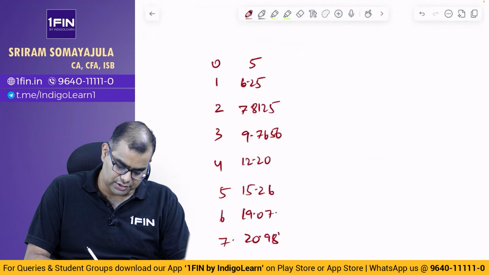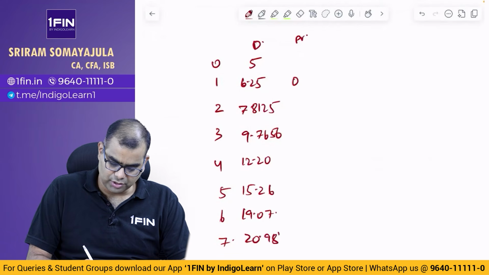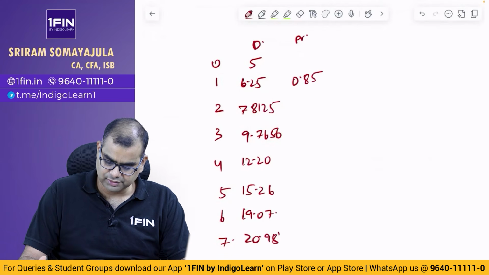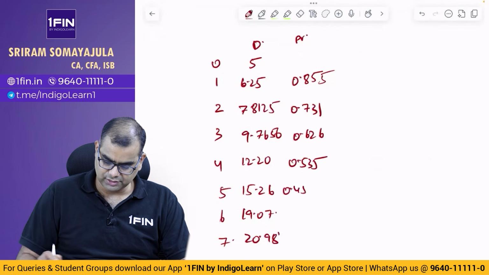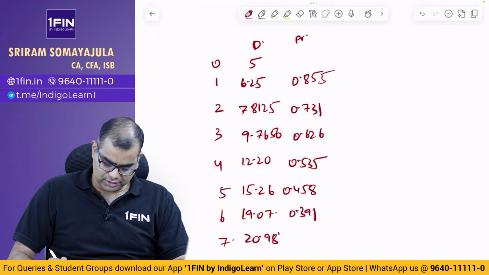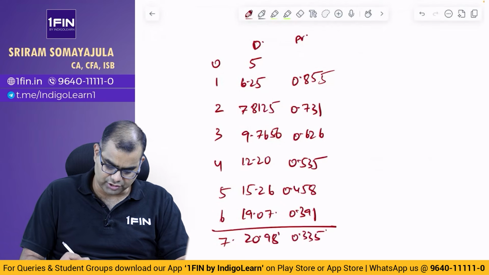Then the dividend present value factors: 1 by 1.1692 is equal to 0.855, then 0.731, 0.626, 0.535, 0.458, 0.391. Okay, then 0.335. This one may not be required, but I'm generally doing it.